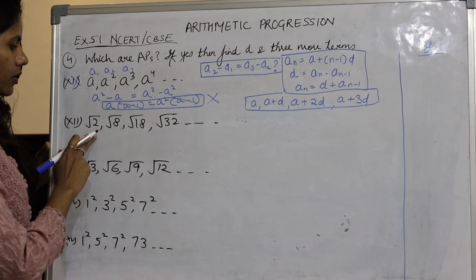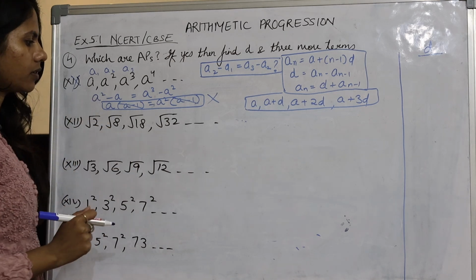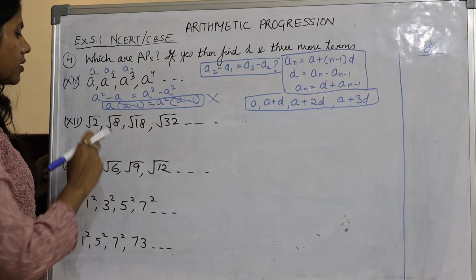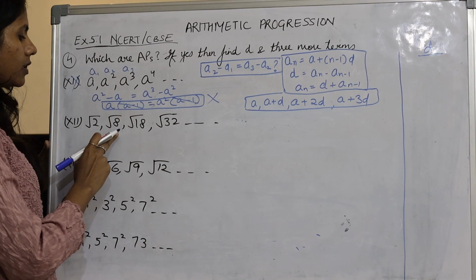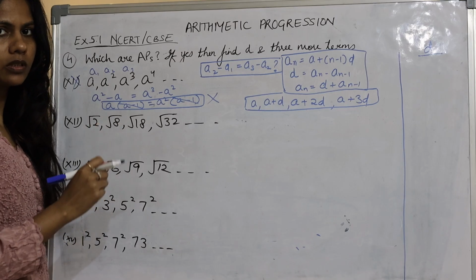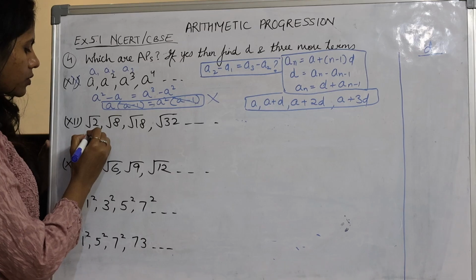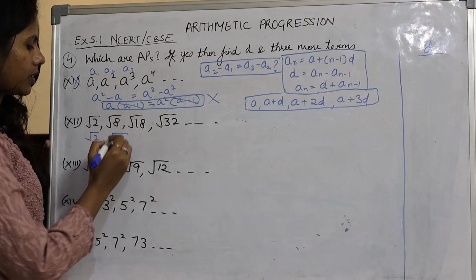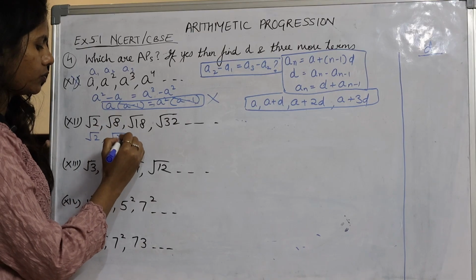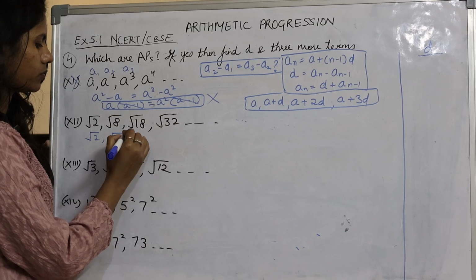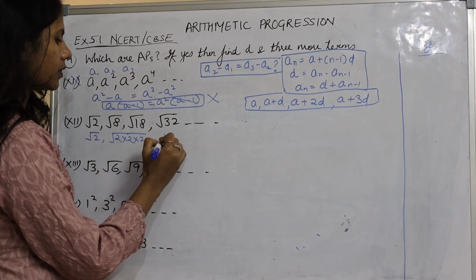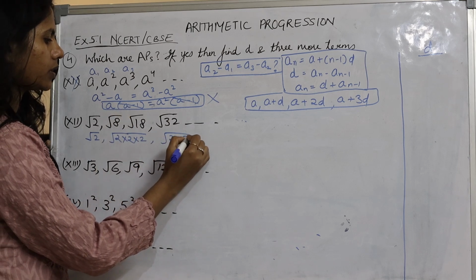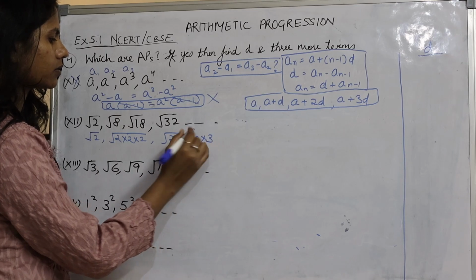Now the next one: under root 2, under root 8, under root 18, under root 32. When you have this kind of irrational sequence, just try to break it down into prime factors. So under root 2 will be under root 2, and 8 is 2 into 2 into 2. And here 18 can be written as 2 into 3 into 3.